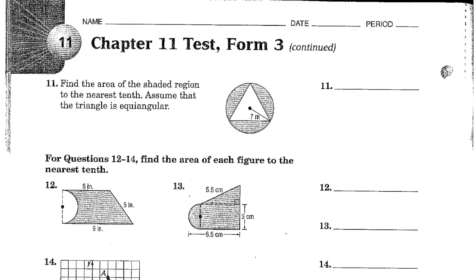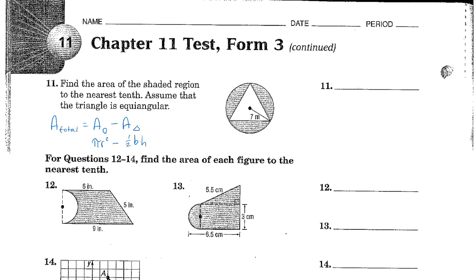So find the area of the shaded region to the nearest tenth. Assume the triangle is equiangular, and this is the same thing as saying equilateral. Okay, so it's giving us that the radius is 7. Well, I know the area total overall is equal to the area of the circle minus the area of the triangle. So pi r squared minus 1/2 base times height. You could absolutely use regular polygon 1/2 apothem times perimeter, but that seems like overkill for a regular triangle. You just do 1/2 base times height.